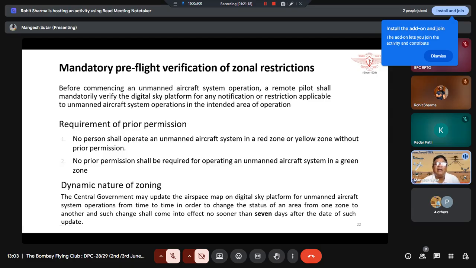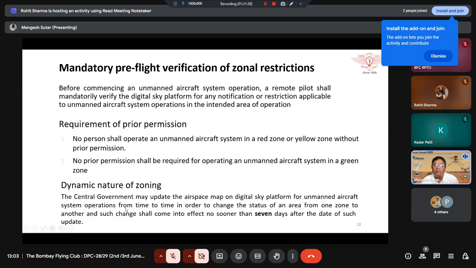You have to mandatorily do a pre-flight verification, as we call it, to check whether the region where you are flying your drone is not under a red zone, or not under a temporary red zone. We call it a temporary red zone. So that's what we say: it is a dynamic nature of zoning.